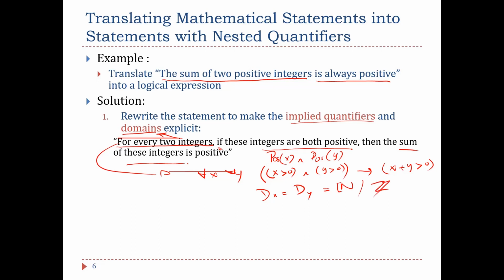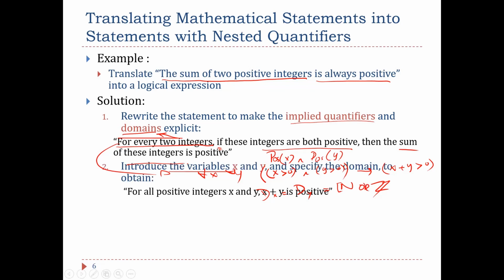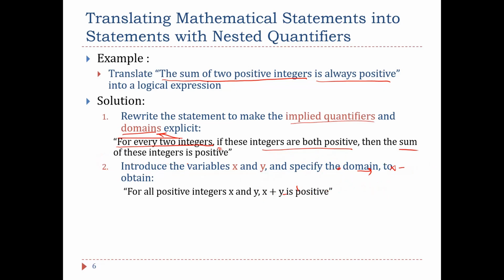Let's check the details and how to get to that version. You can further refine your sentence to introduce the variables x and y. So for all positive integers x and y, x plus y is positive. Or for all integers x and y, if x is positive and y is positive, then x plus y is positive.